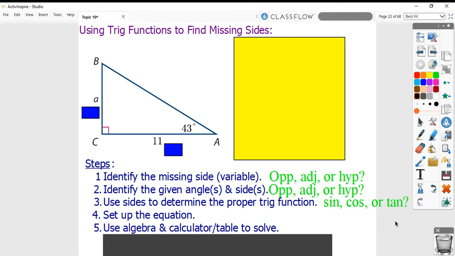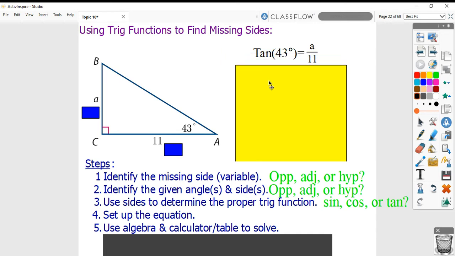So I think back to my mnemonic device. Some old hippie caught another hippie tripping on acid. And I see that TOA at the end is tangent, opposite, adjacent. Now we also know that the tangent of any angle equals the opposite over adjacent. So let's plug in the information that we know. The tangent of this angle is going to be the opposite, A, divided by the adjacent, 11.